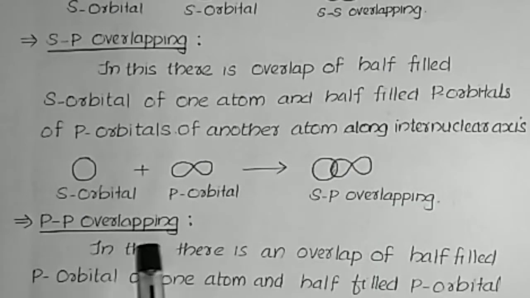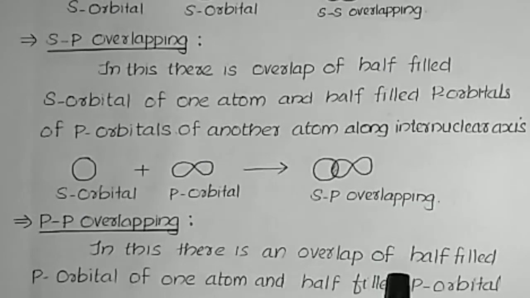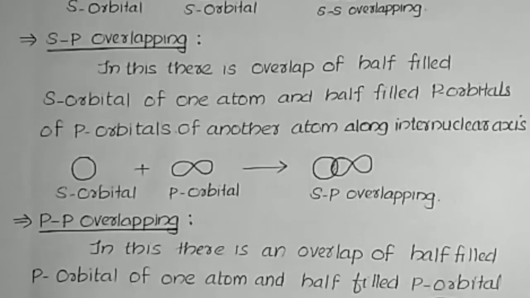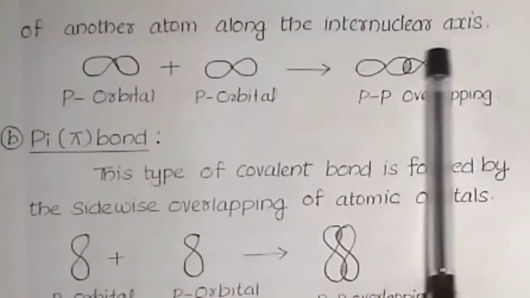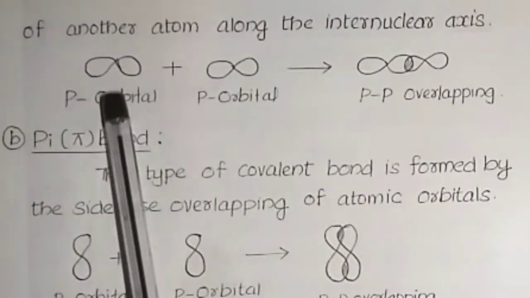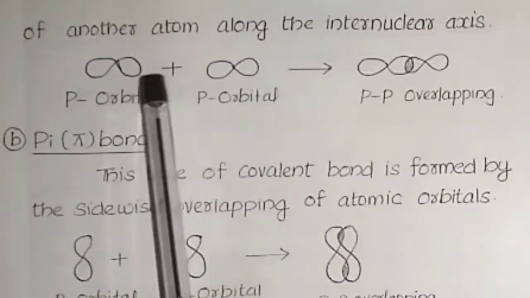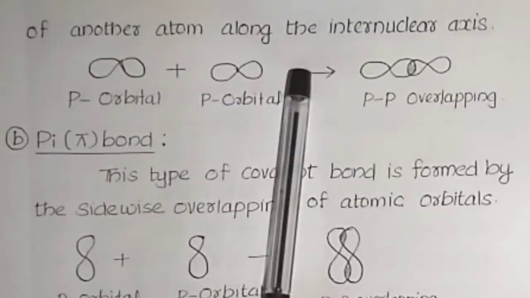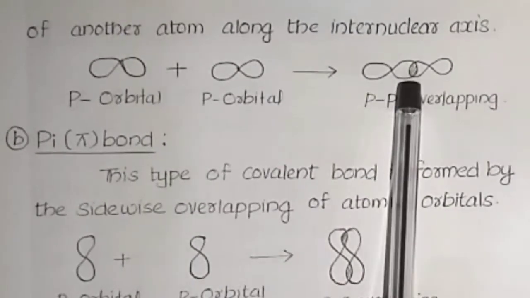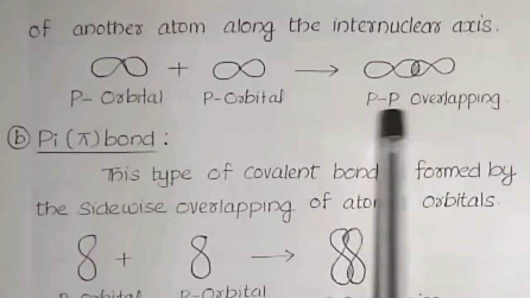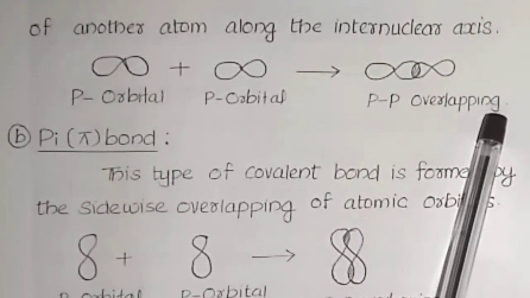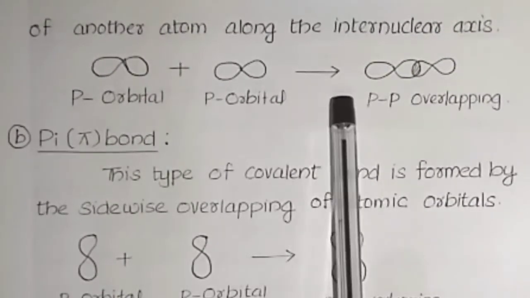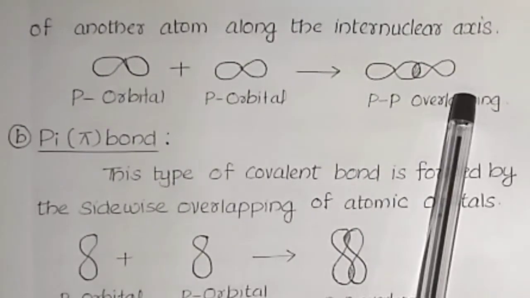Next one is PP overlapping. In this, there is an overlap of a half-filled p orbital of one atom and a half-filled p orbital of another atom along the internuclear axis. A dumbbell-shaped p orbital comes closer to another dumbbell-shaped p orbital through the internuclear axis and they overlap. This type of overlapping is known as PP overlapping. So sigma bonds are formed mainly by SS overlapping, SP overlapping and PP overlapping.